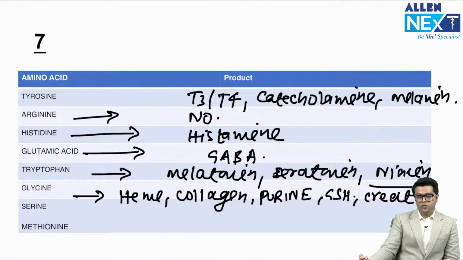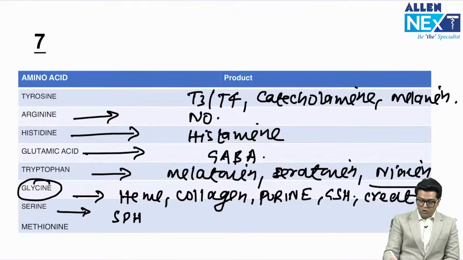Creatine and glutathione. Okay. So very important, glycine also. Glycine is actually, most of the time, missed, right? So don't miss it. Glycine is very important here. And serine, guys, serine is required for the synthesis of sphingosine, the alcohol that is required for synthesis of sphingolipids.